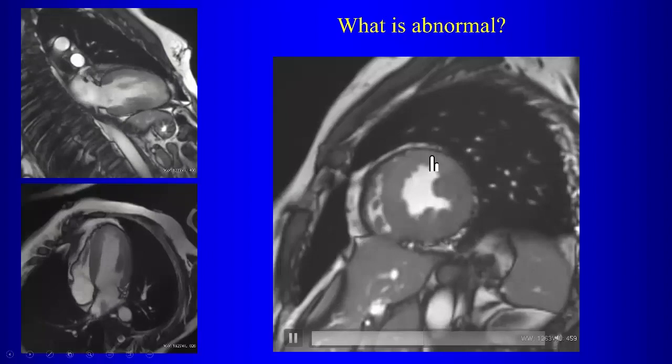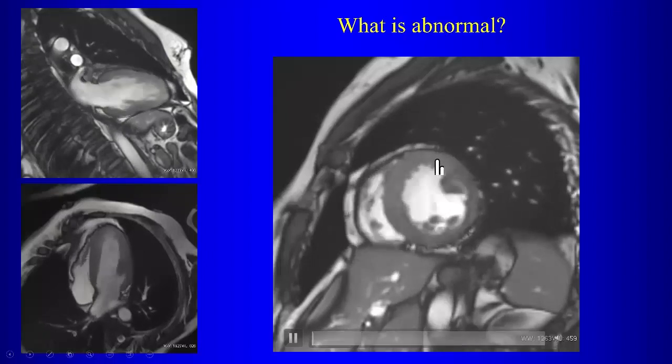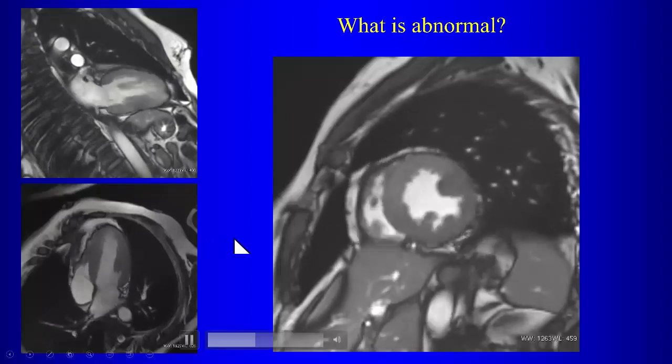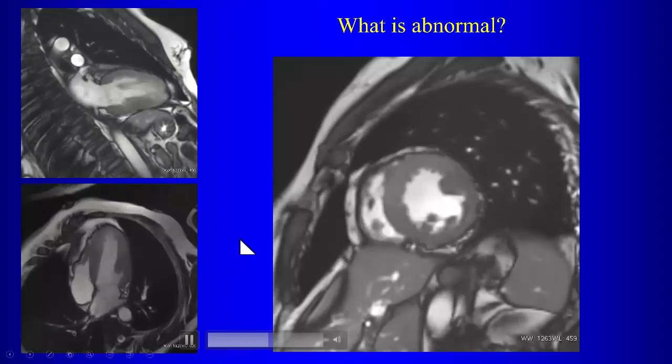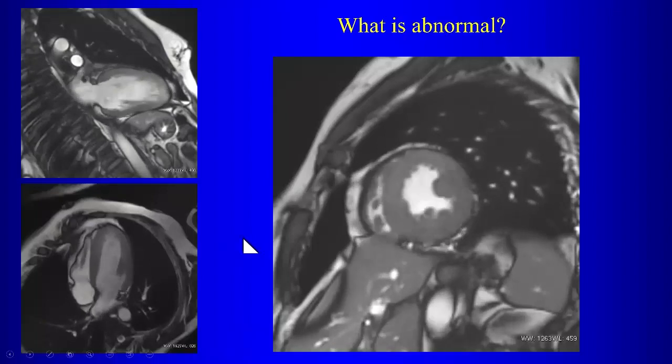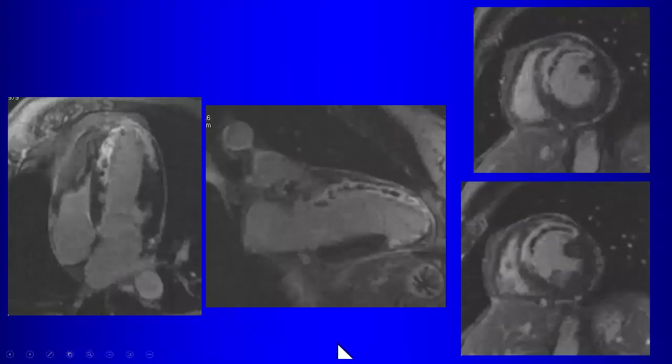Yeah, along the septum and the anterior wall, right? So what do you want to see? Something to look at the LAD. You want to see myocardial delayed enhancement. There it is. What's your diagnosis?